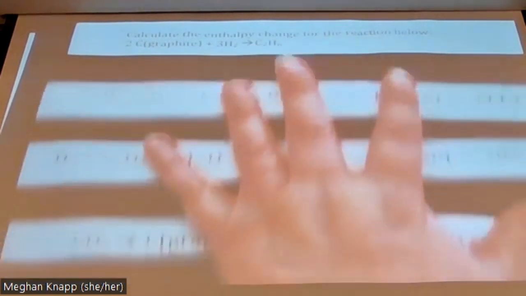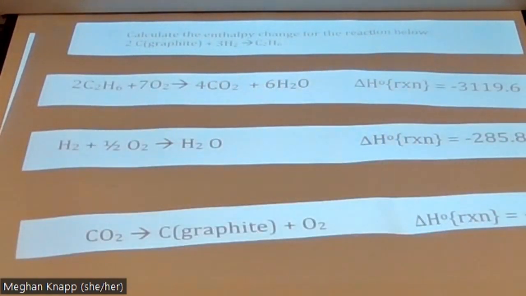This is not facing the right way. This is just my slips as I pull them out. Oh, what is this?